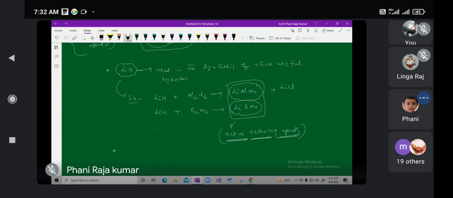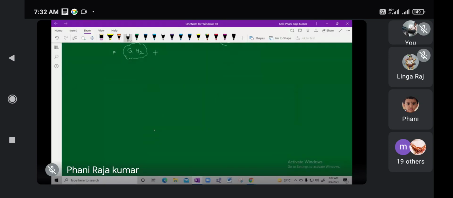If you observe the second group hydrides, calcium hydride plus water: ionic hydrides liberate hydrogen gas and give an alkaline solution, calcium hydroxide. Calcium hydride is commercially called hydrolith.